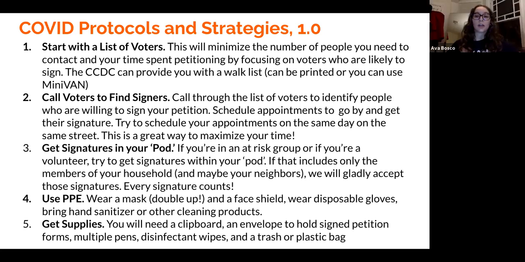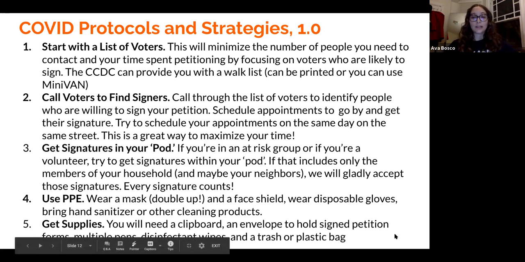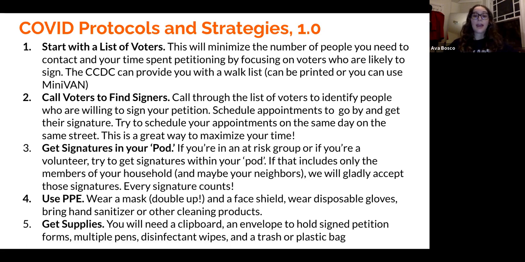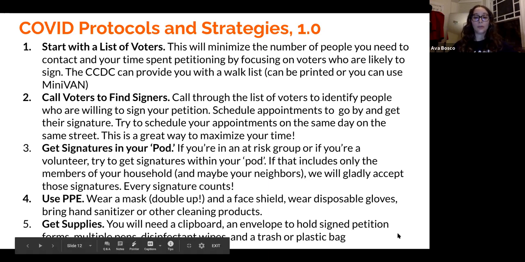We encourage you to wear disposable gloves, switching those gloves between door to door. You'll also want to bring hand sanitizer with you and other cleaning products if you're going to be using the same pens or the same clipboards. So as stated, the supplies that you will likely want to bring in addition to your PPE will be a clipboard, an envelope to hold your signed petitions, which is especially important if it's snowing or raining. You don't want your petitions to get ruined. Multiple pens, disinfectant wipes, and a trash or plastic bag so you can throw in the used PPE.